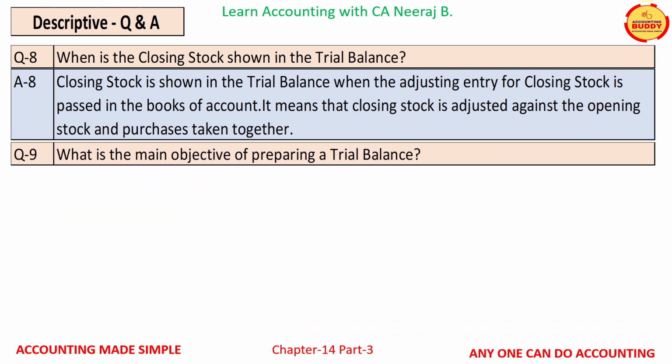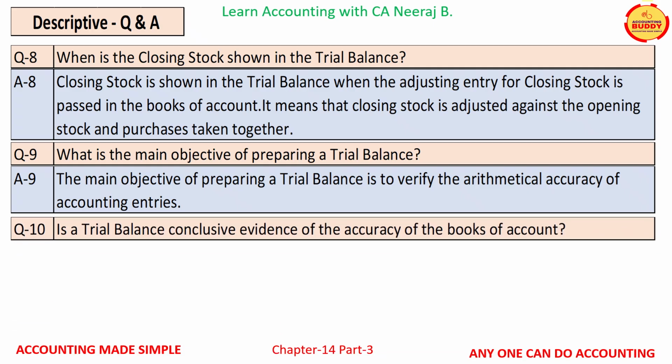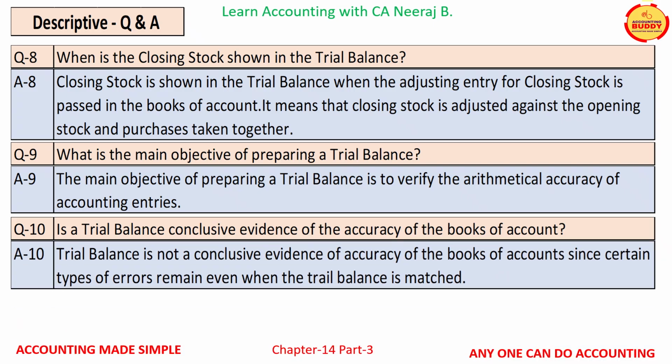Question number 9 is what is the main objective of preparing a trial balance? And the answer is the main objective of preparing a trial balance is to verify the arithmetical accuracy of the accounting entries. Question number 10 is a trial balance conclusive evidence of accuracy of books of account? And the answer is trial balance is not a conclusive evidence of accuracy of the books of accounts since certain types of errors remain even when the trial balance is matched.